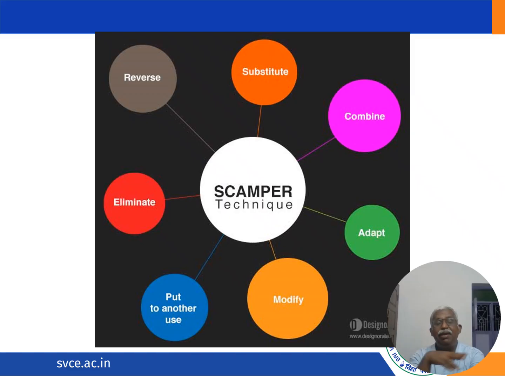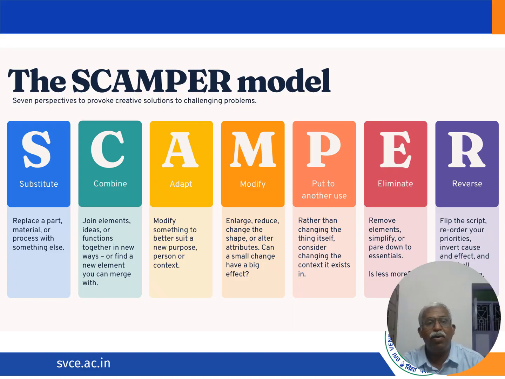These are the many ways to identify the problem statement. From the problem statement, we go for ideation. SCAMPER is the important ideation tool for technology-based solutions. Now, SCAMPER: S refers to substitute, which means replace a part, material or process with something else.